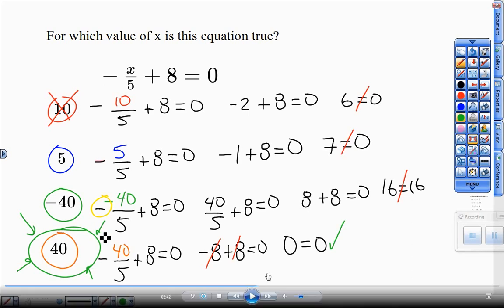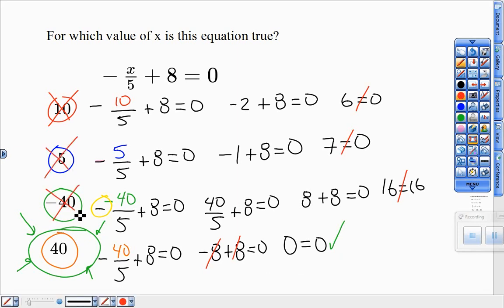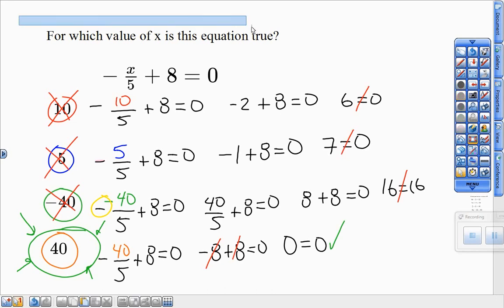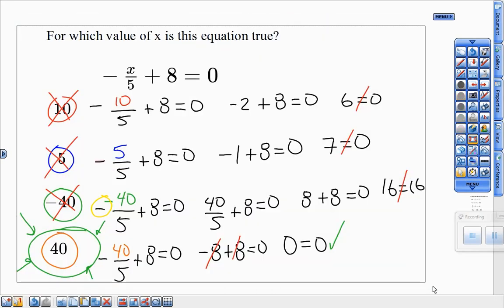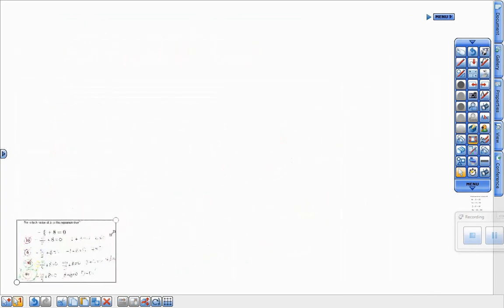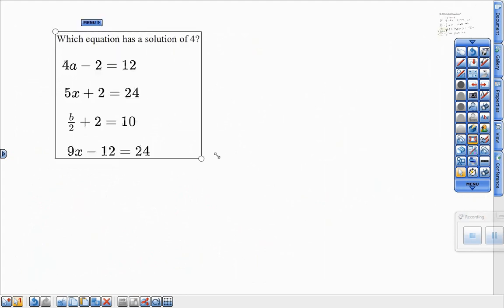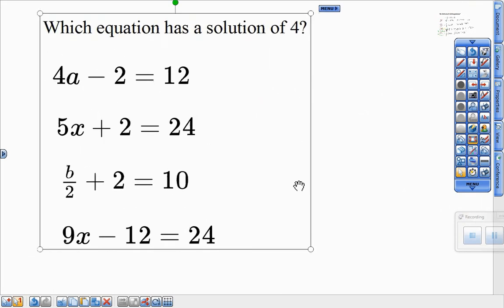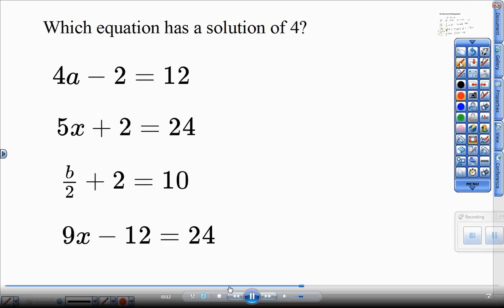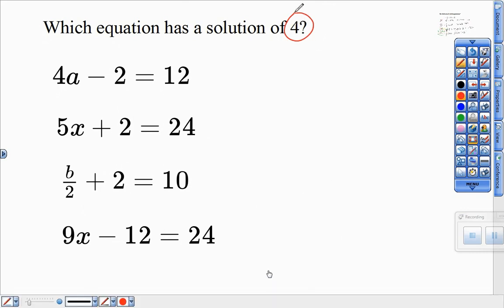Can't choose those. Alright, the second type is kind of similar, but you're plugging a number into 4 different equations. So this one was plugging in 4 different numbers into one equation. This next problem has you plug in one number into 4 separate equations. Know the difference. One has you plug in 4 numbers into one equation. One has you plug in one number into 4 separate equations. The third word is eat.